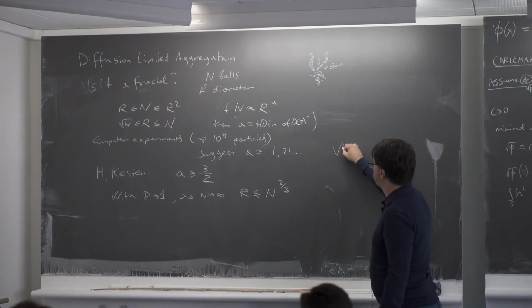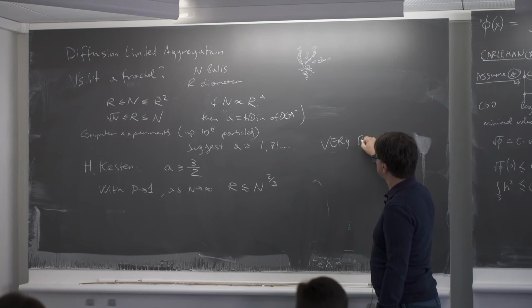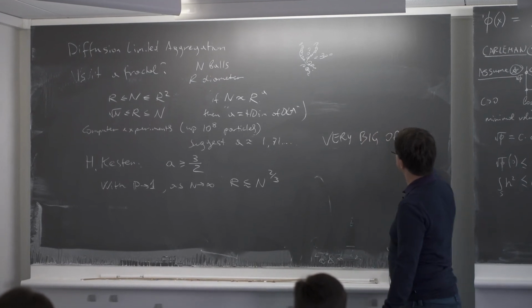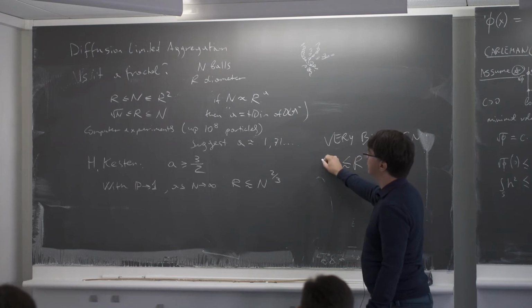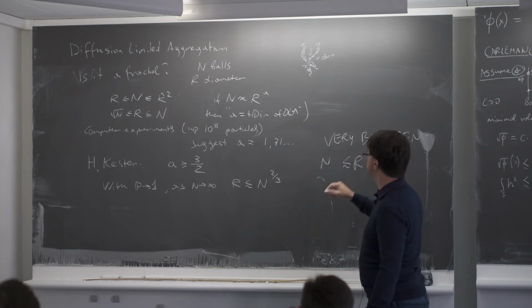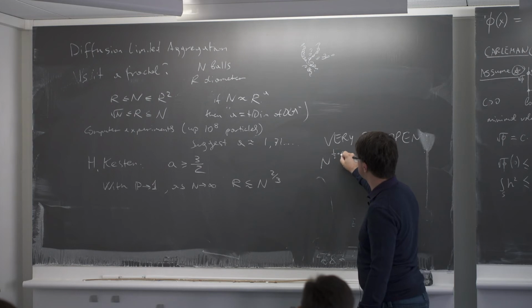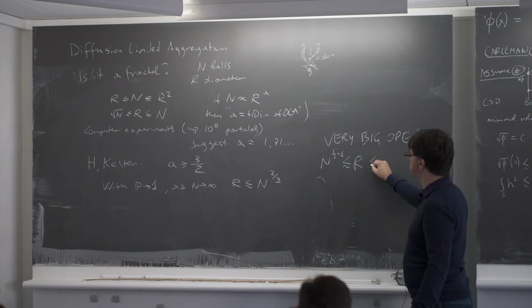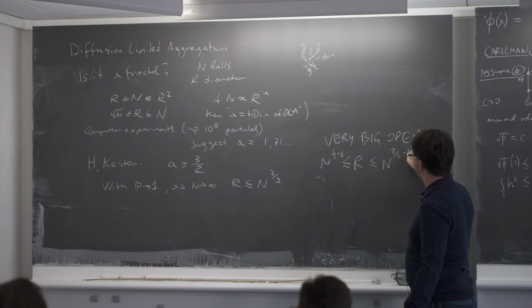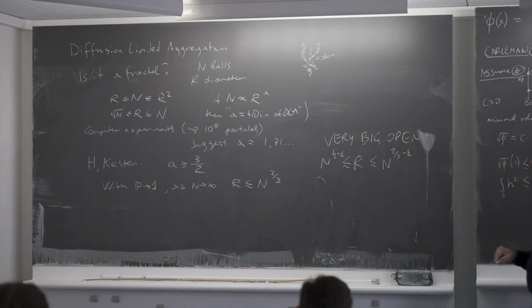So a very big open problem is to show that R is some non-trivial estimate, say 1/2 plus epsilon. And slightly less big, but it also should be possible and no one knows how to do, is to improve Kesten's estimate.